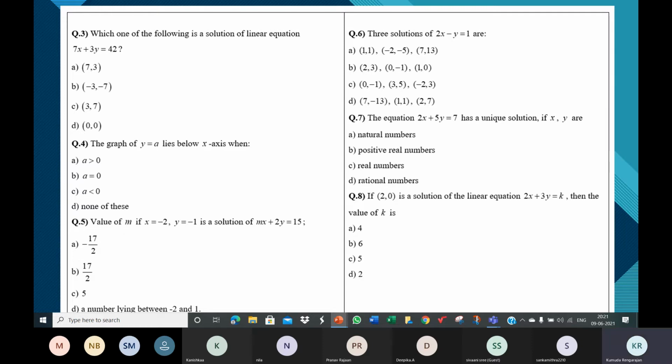Yes, do the 8th one. What's the value of k? 4, ma'am. Option A. Okay, so that is easy, right? You just have to, x is 2 and y is 0. Substitute and find the value of k. So when x is 2 and y is 0, find the value of k. What's the value of k you said? 4, ma'am. Okay, 4.